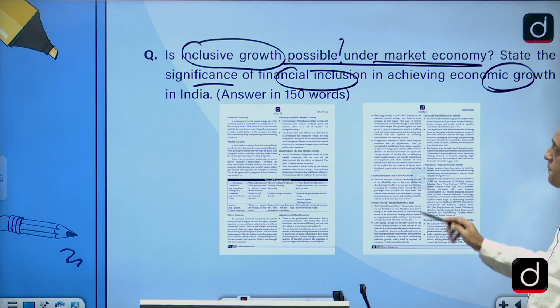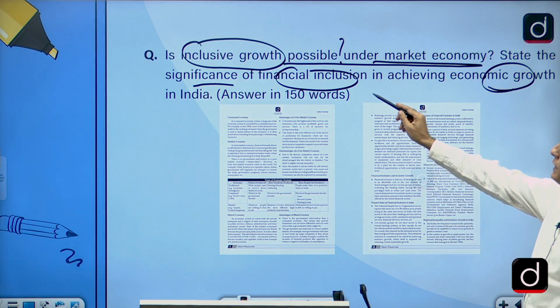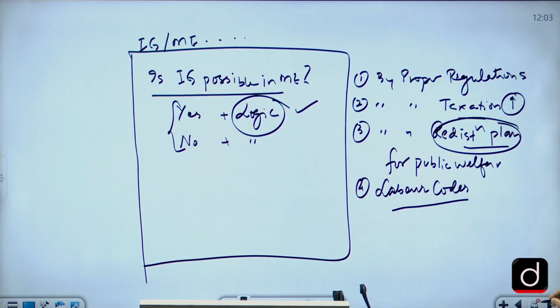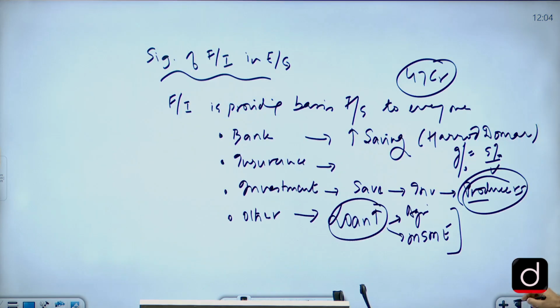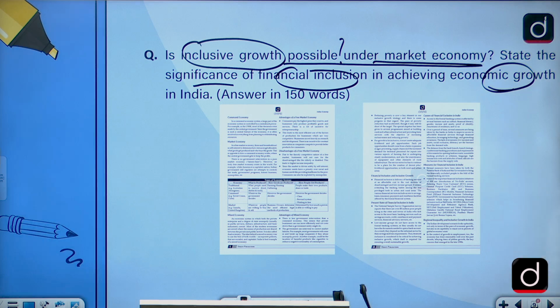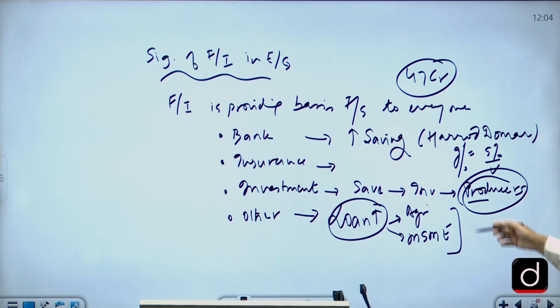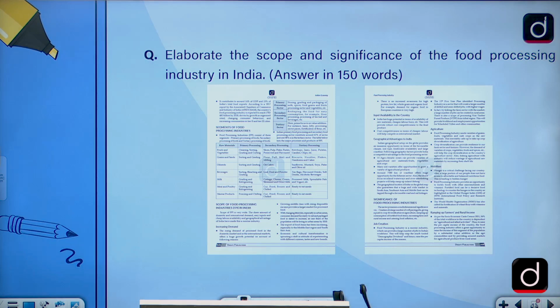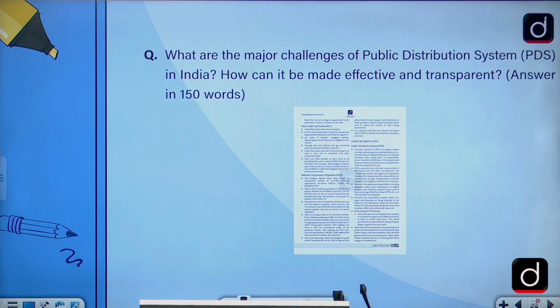So moving back, the first part of the question was, is inclusive growth possible? I said yes, it is possible. How? I explained with logic, by giving proper redistribution system, by improving on the taxation system, etc. And in the second part of the question, where we have to connect financial inclusion with economic growth, I have taken some points from different areas. So this is the second question. I hope you have understood this. Now moving on to the next one.